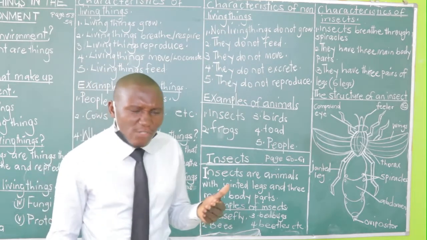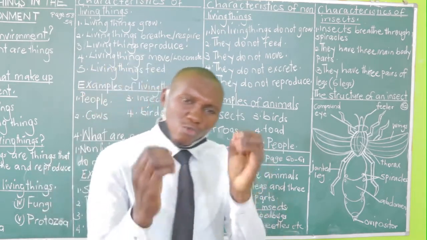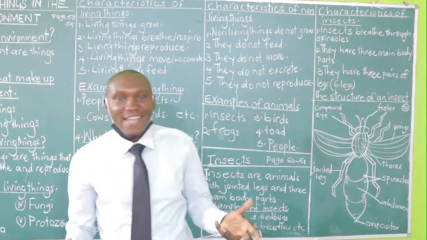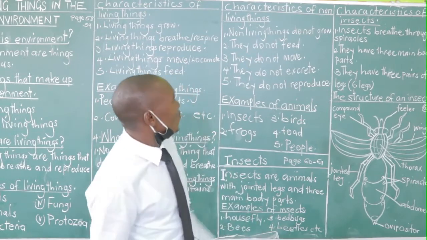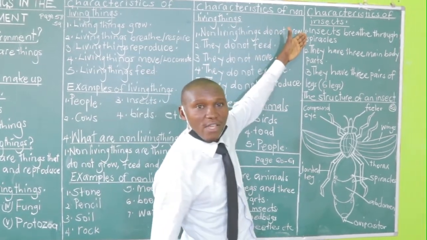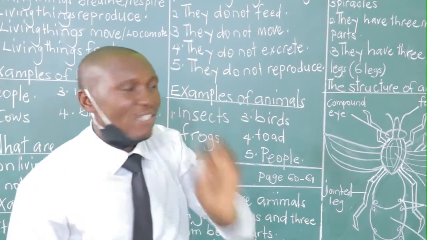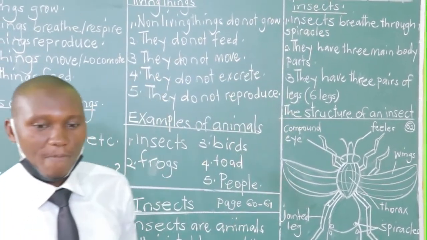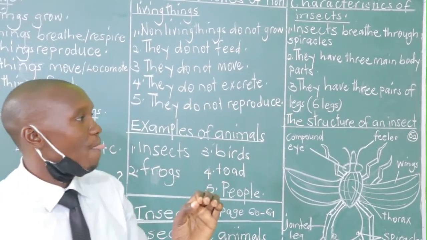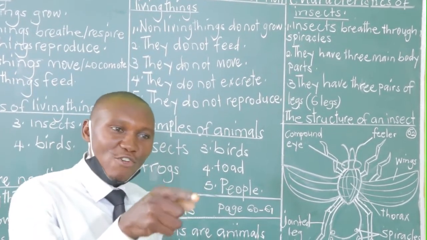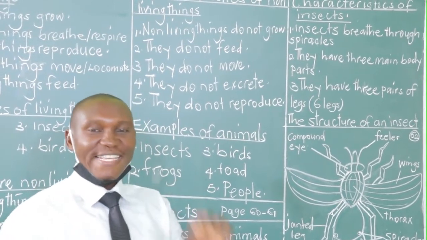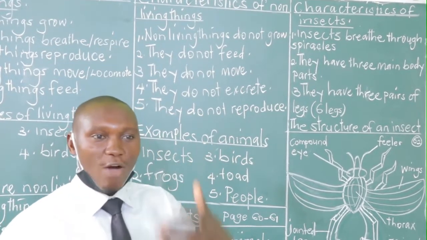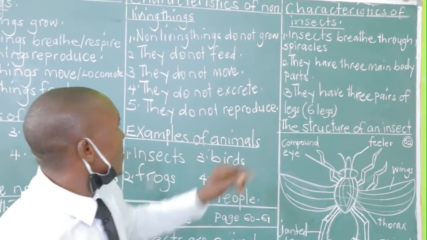Now, insects also have characteristics. For you to tell your brother and your baby that this is an insect, first of all, see the features on the insect. We look at the characteristics, things that we can look at and tell that this is really an insect. One, insects breathe through spiracles. As you have your nose and your lungs, insects have spiracles they use for breathing in and out. So that's the first characteristic.